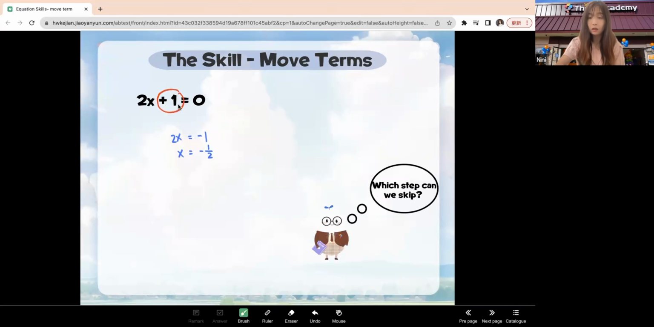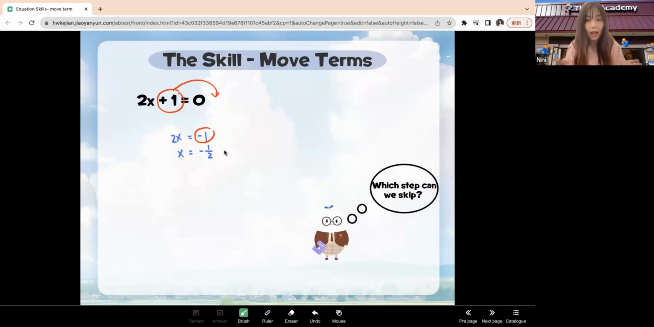On the left side, we used to have plus 1. Is it still there? No, it's not. Where does it go? Oh, it goes to the right side. But is this still plus 1 as it goes to the right side? No, it becomes negative 1. As you can see, guys, this is how we can move the terms as we solve the equation.